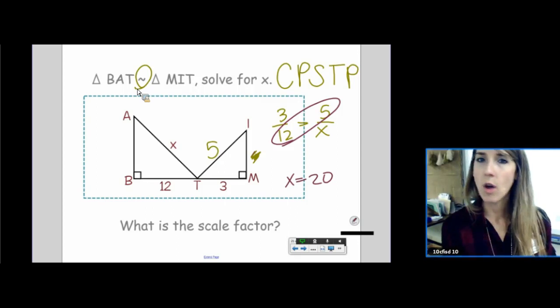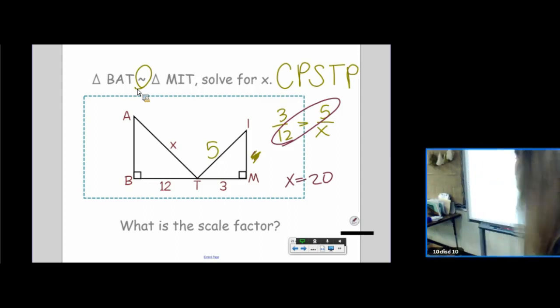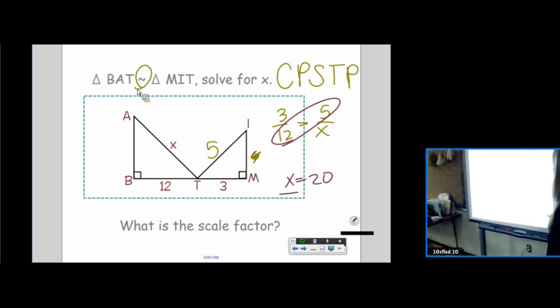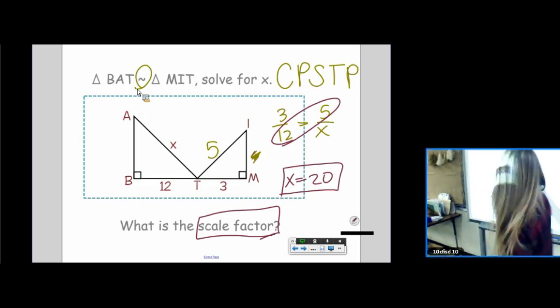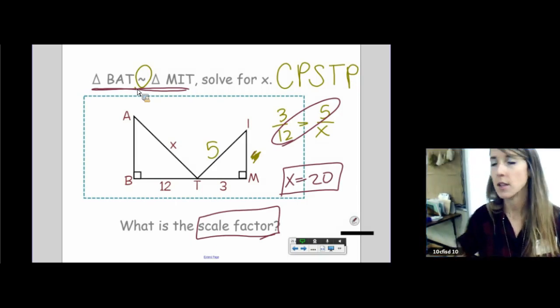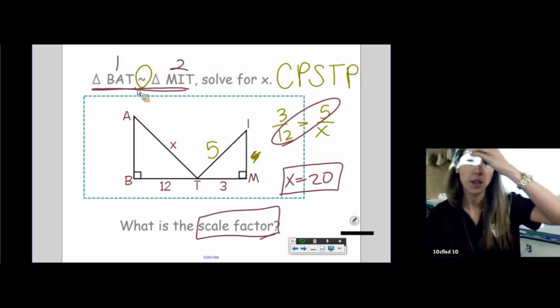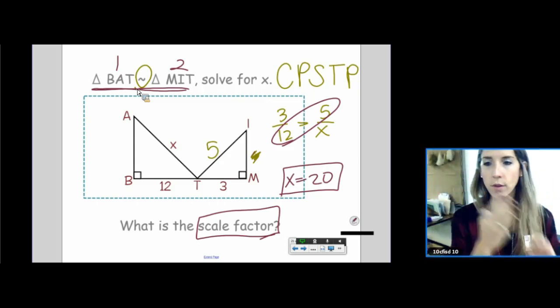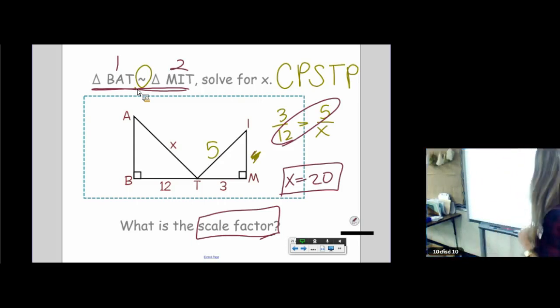Now, you don't always have to solve these using a proportion. You could have started this problem by finding the scale factor. Okay, now we have to look at the order here. Triangle BAT is similar to triangle MITT. So this one's our first, and this is our second, listed in order. So the scale factor, second over first, is 3 over 12. So what's the scale factor?